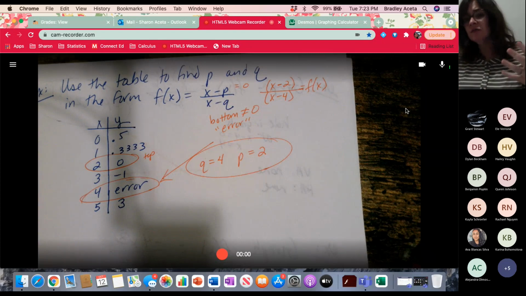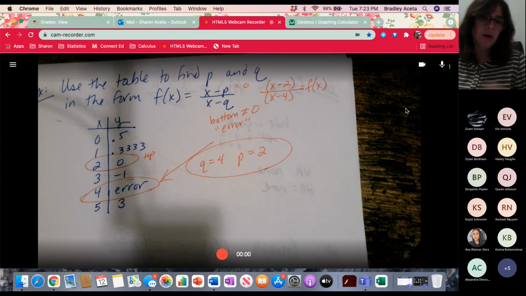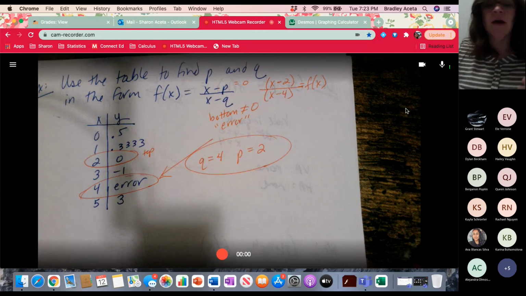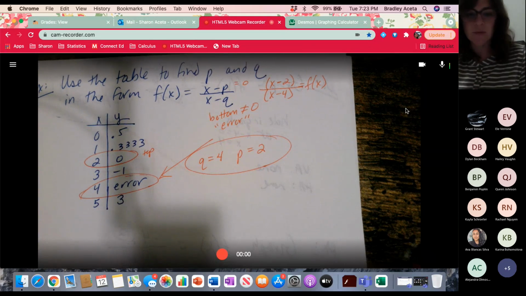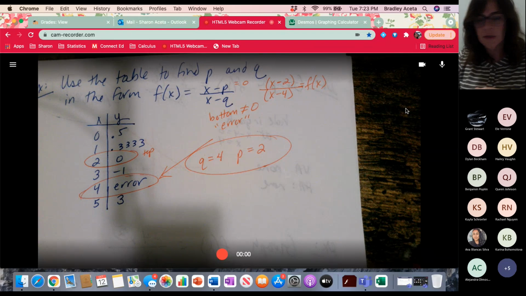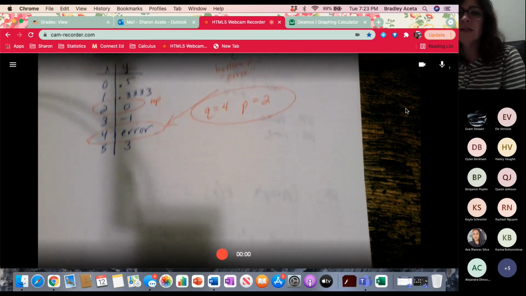But the trick to that is if you see error, that would go in the bottom. That would probably be an asymptote. And then your 0 would be on top. Your 0, your x-intercept, would be from the top. All right, one more question.